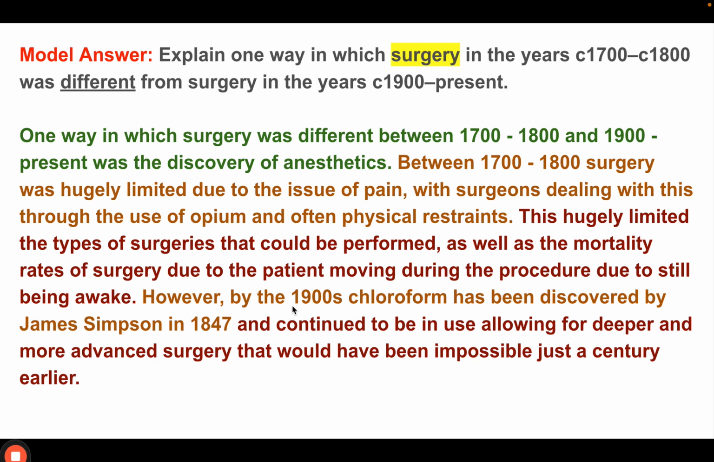However, by the 1900s, showing that I'm understanding that it is asking me about the 1900s, chloroform had been discovered by James Simpson in 1847 and continued to be in use, allowing for deeper and more advanced surgeries that would have been impossible just a century earlier. So in this, I give the point: evidence, explain one time period, evidence, explain another time period. And even though my evidence is in that kind of blanked out date section, because it's still being used in the 1900s, I can still drop that knowledge.